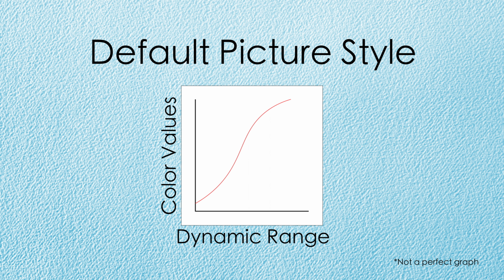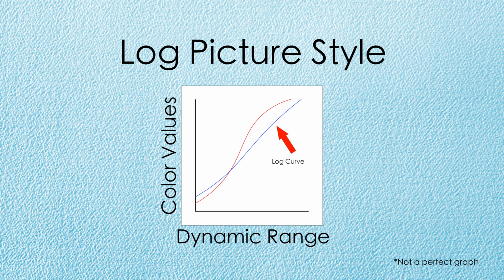This looks like an S-curve and gives the most color depth to the midtones, rolling off the highlights and compressing the shadows. When you use a log picture style, it applies a more linear curve which attempts to increase usable dynamic range by spreading color values more evenly across your exposure. This sounds great, but remember, with only 256 color levels, you're going to lose color depth in the midtones, and that's information you're never going to be able to recover regardless of how hard you try in post.